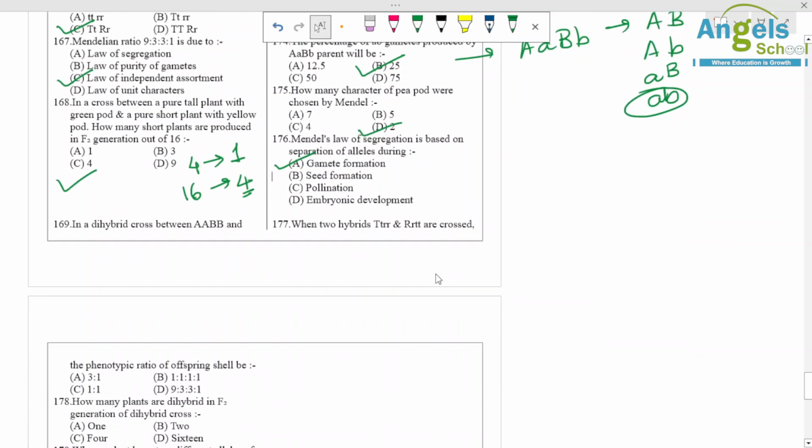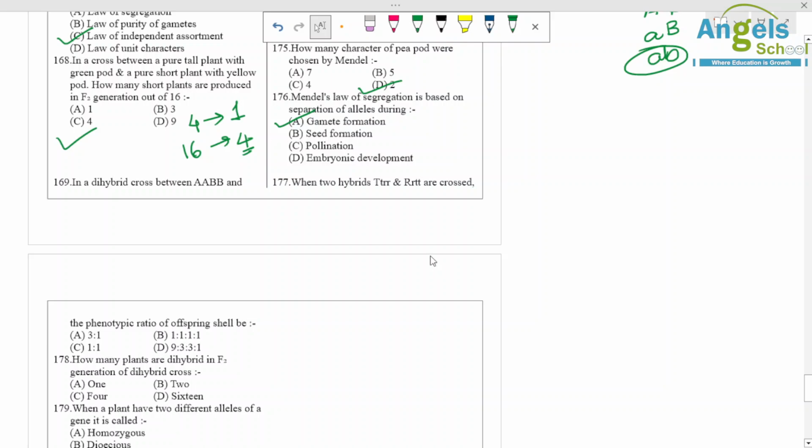When two hybrids, capital T small t, and these are crossed, the phenotypic ratio of the offspring should be. So you have to cross between capital T and small t. So this is a monohybrid, sorry, heterozygous test cross, so we get 1:1. The same way for R will also give the same, so option B is correct. 4 times 1:1:1.